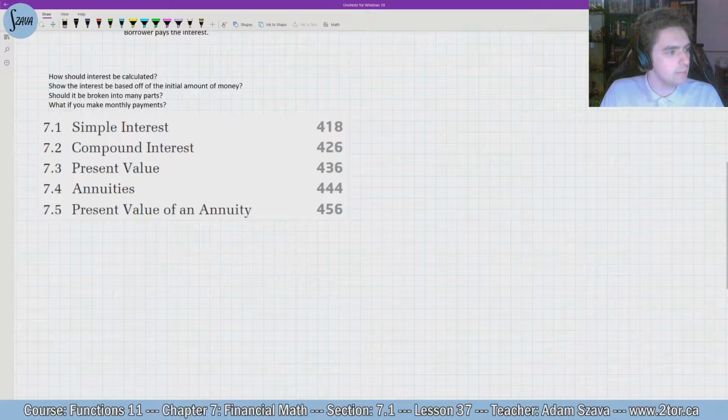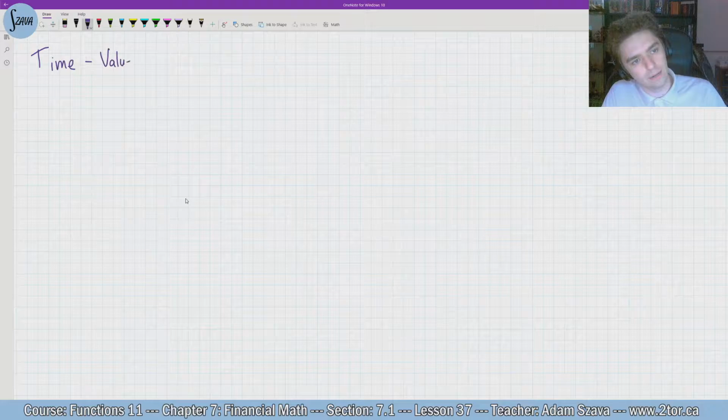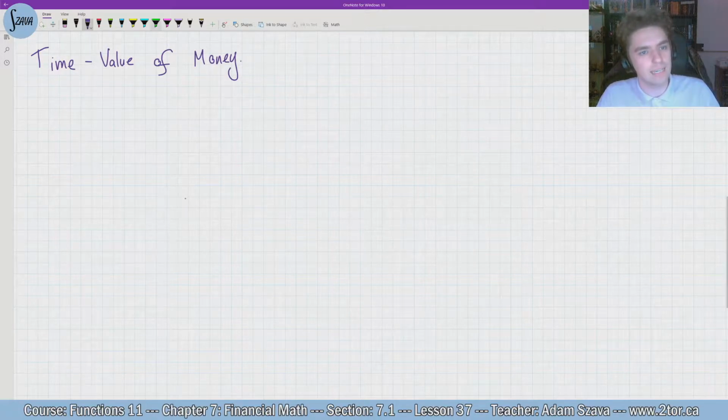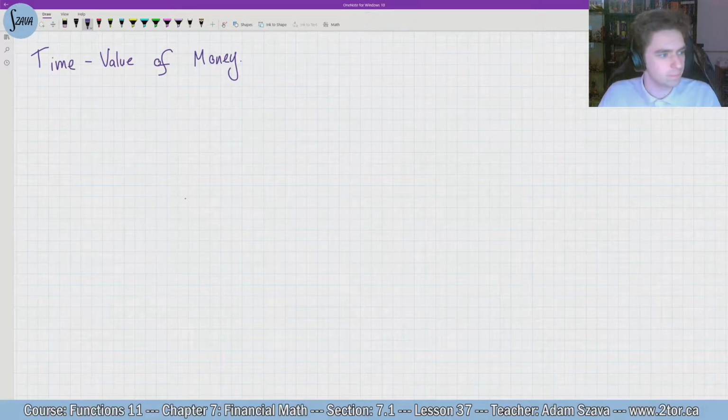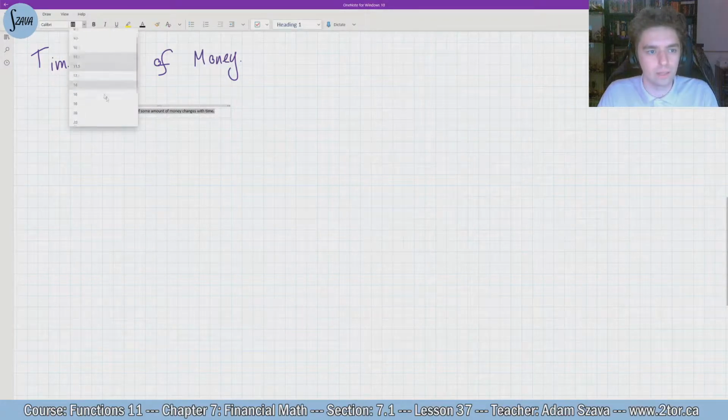Okay, so let's begin with the next main concept that we have to get down here, which is called the time value of money. This is pretty much the reason that we have all of these calculations, because money really has a time value, and that's because of interest. This is really the biggest concept you need to understand in this section. What this means is that the value of some amount of money changes with time. I'm going to write that here: the value of some amount of money changes with time.